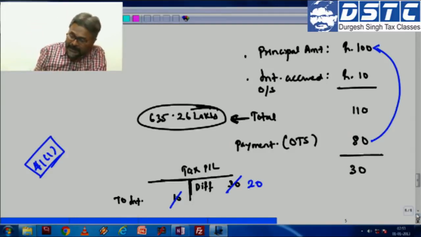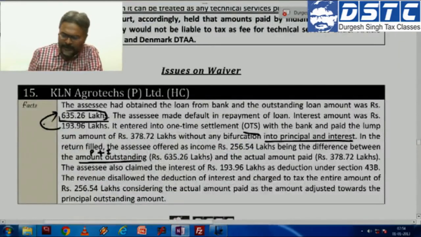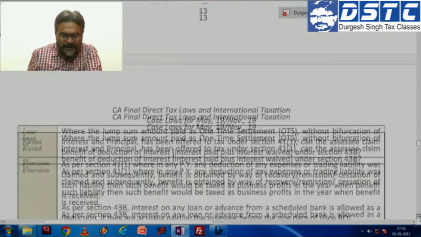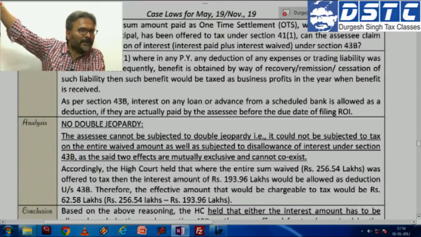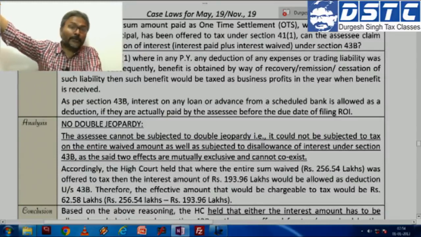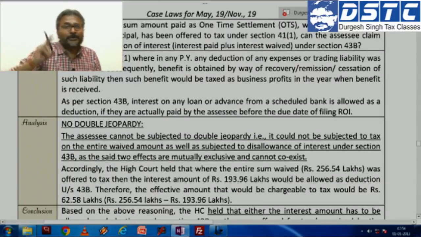So students, this is what the judgment was all about. A very important judgment expected in the examination, so be careful about it. They have used a very good phrase, double jeopardy. There cannot be a double jeopardy where on one hand you want to retain the interest income for taxation purposes, and on the other hand you don't want to give a deduction. This is a double jeopardy.